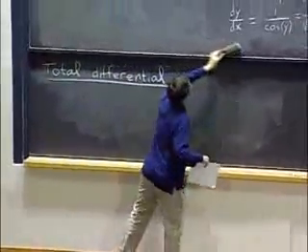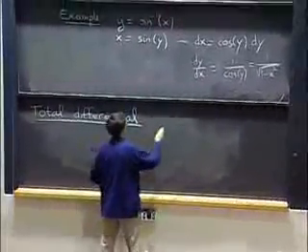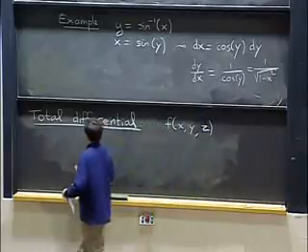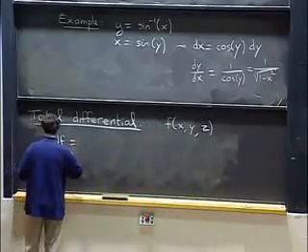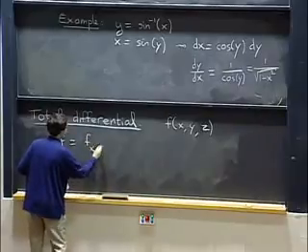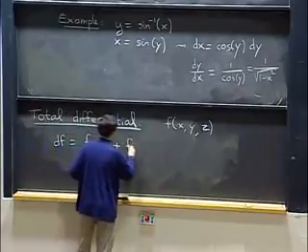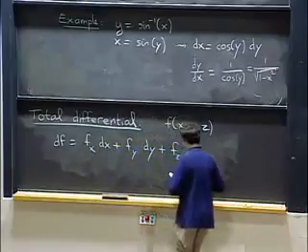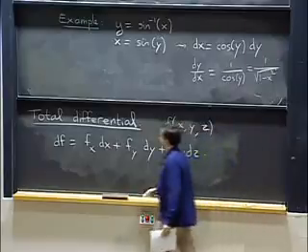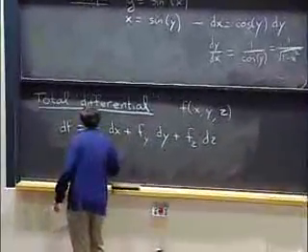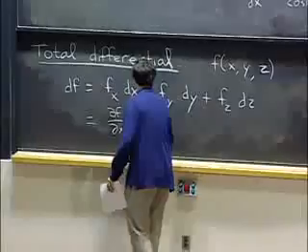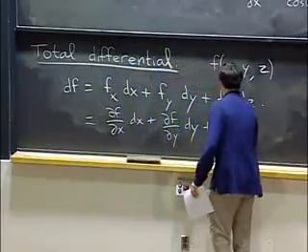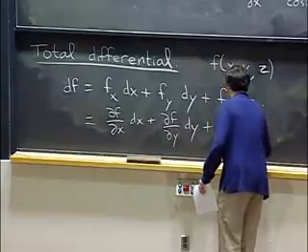Namely, let's say that you have a function f, maybe of 3 variables x, y, z, then you will write df equals f sub x dx plus f sub y dy plus f sub z dz. Or, to remind you of the other notation, partial f partial x dx plus partial f partial y dy plus partial f over partial z dz.